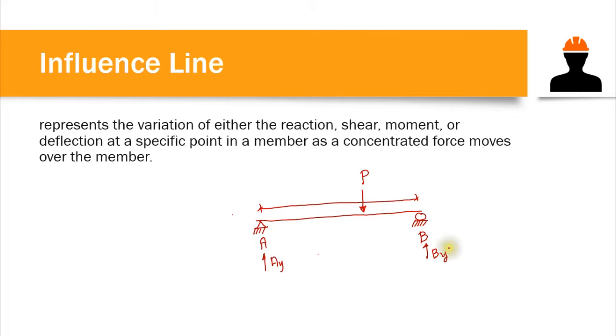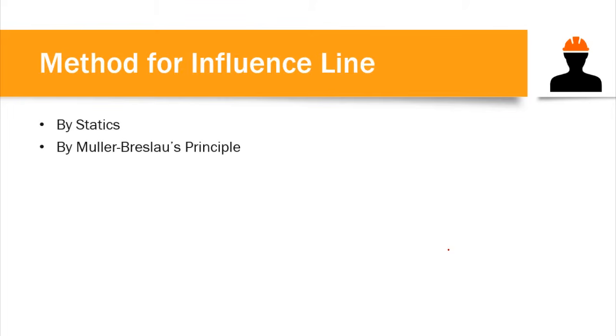We have two approaches in drawing the influence line. First, by using statics, by applying equilibrium equations. And we also have the easiest and the fastest one, which is by Muller-Breslau's principle. This is to expedite the process of drawing the influence line of our beam. Now, the procedure of how to draw the influence line will be discussed to you in the following examples.